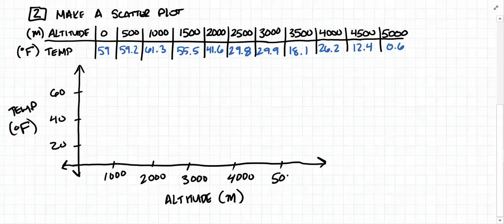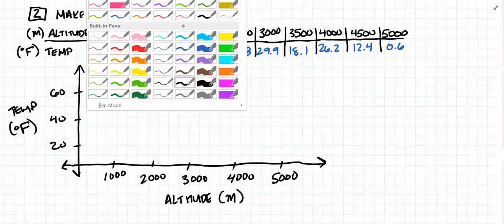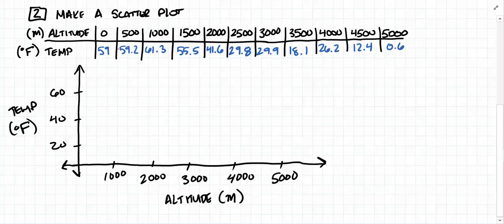Okay, let's do our best to make the scatter plot happen. At 0, we get what? 59 degrees. So that's somewhere right about there. Good. At 500 meters, what are we at? So 500, that's kind of right about there. Okay, at 1,000, where are we at?